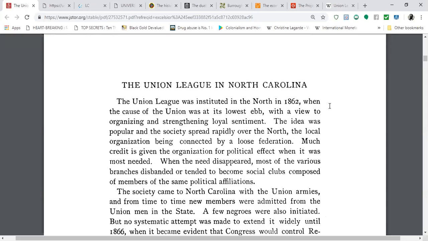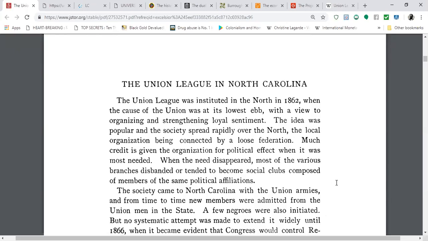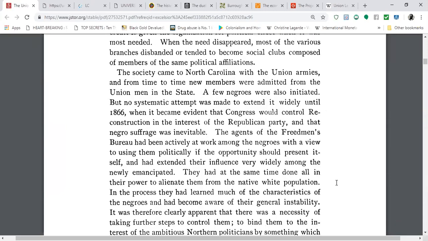The idea was popular and the society spread rapidly over the North, the local organizations being a connected set of loose federations. Much of its credit is given to the organization and political effort when it was most needed. And when the need disappeared, most of the various branches disappeared or tended to become social clubs composed of members of the same political affiliations. The society came to North Carolina with the Union armies, and from time to time new members were admitted from the Union men in the state.